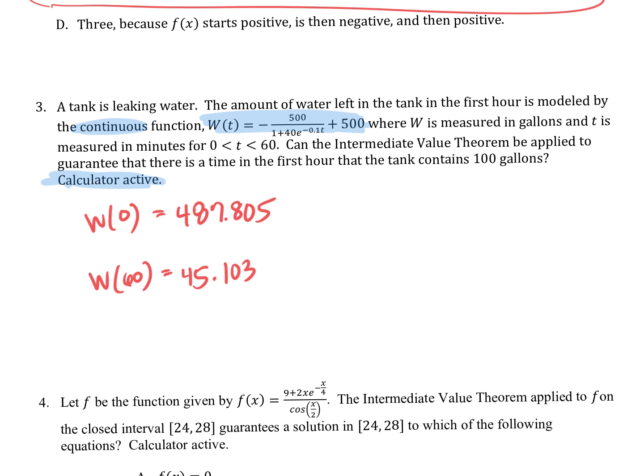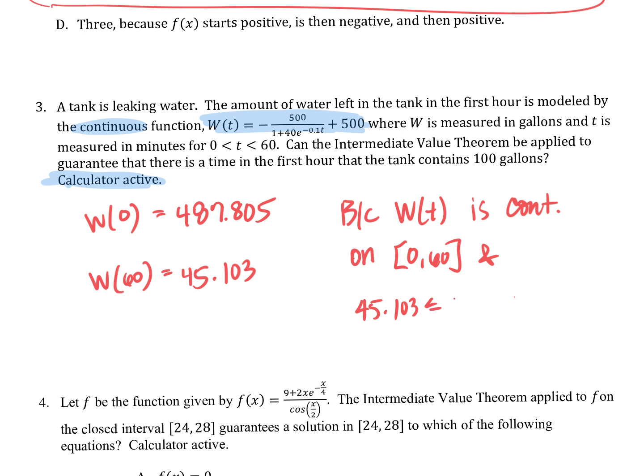Yeah. So we're going to say, because W of t is continuous on 0 to 60. They like specifics on this interval from 0 to 60. And 45.103 is less than or equal to 100, which is less than 487.805. Exactly. Yeah. Yep. I should have thrown in what I was trying to answer before this.